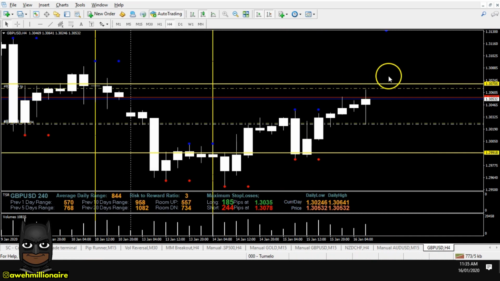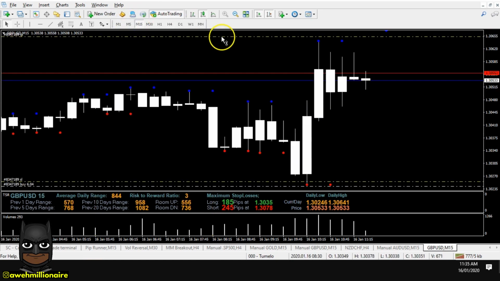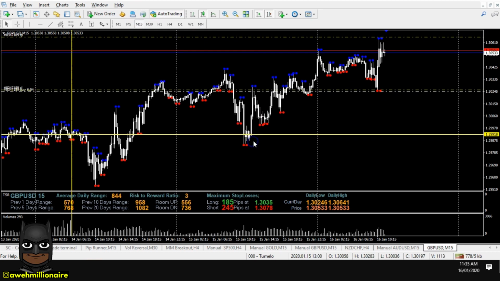But there we go. We've got the supply level, we've got the demand level. So now we know where the smart money is at. So now we go to the 15-minute time frame, and now we start looking for entry setups.